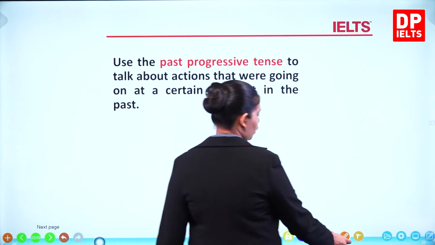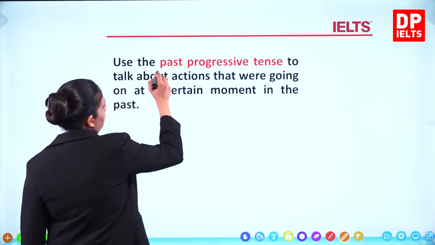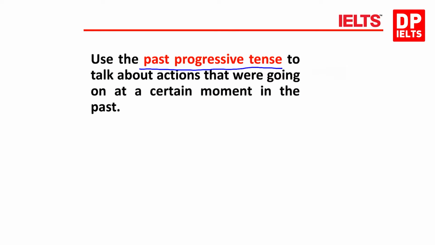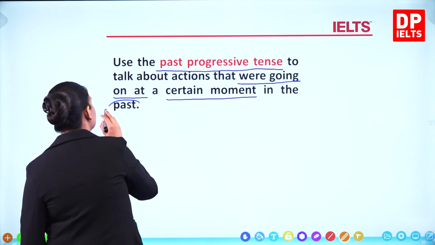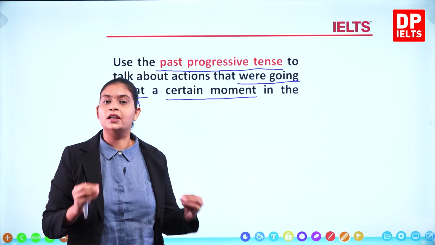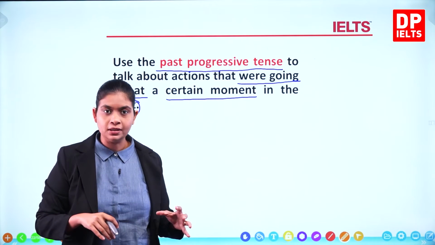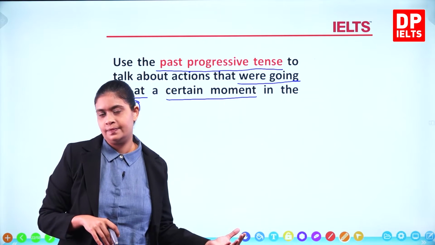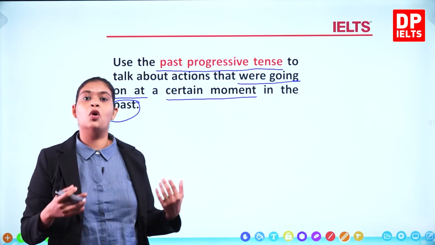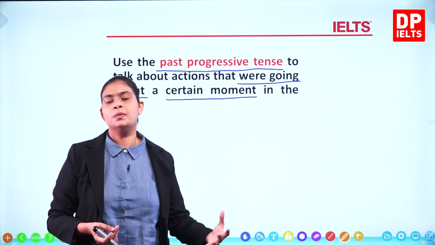Let's have a look at the use of it. Use the past progressive tense to talk about actions that were going on at a certain moment, especially in the past. Okay? So this tense talks about actions that were going on for a specific time, but it should be in the past, right? Examples like I was sharing a flat, was happening for some time, was in the past, right?